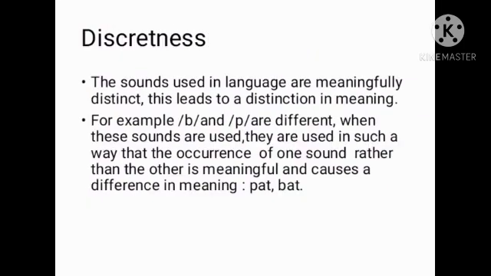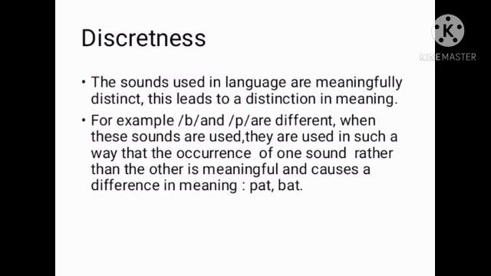And the last point, discreteness. The sounds used in language are meaningfully distinct. This leads to a distinction in meaning. This property of language is known as discreteness. For example, the sounds b and p are different. When these sounds are used, they are used in such a way that the occurrence of one sound rather than the other is meaningful and causes a difference in meaning.